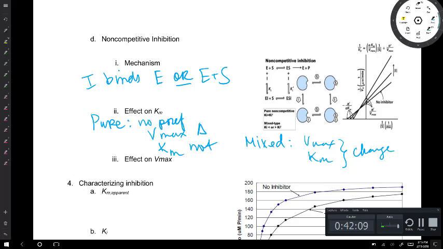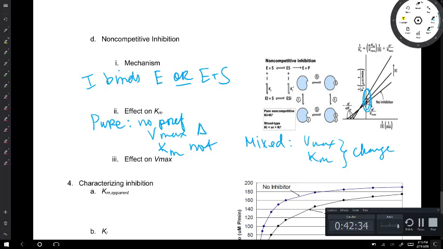And if we look at the characteristic pattern for the Lineweaver-Burk plot, I kind of like to think of it as looking like a train wreck. And so again, the Vmax is definitely going to change. So those lines are going to hit the y-axis at different points.